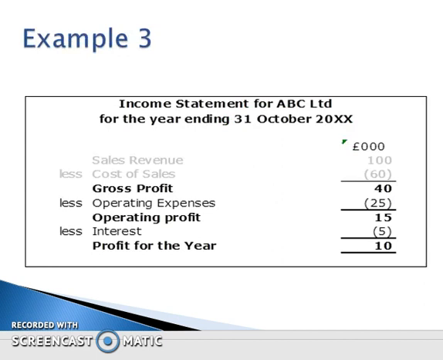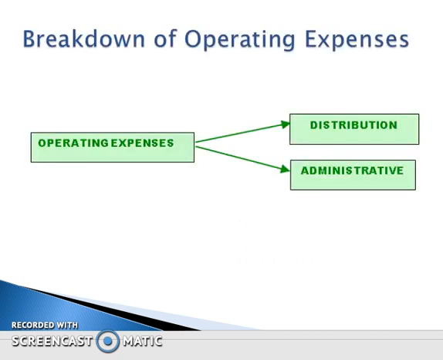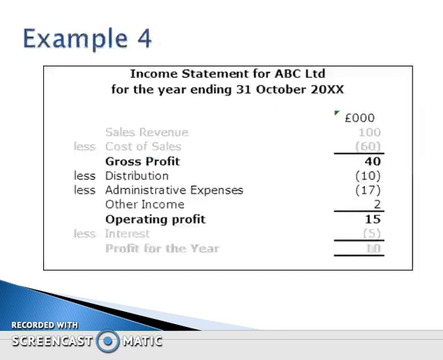Once again, there is another subtotal. This time it's the operating profit. As its name suggests, this is a measure of the performance of the people responsible for all the business operations, regardless of how the business is financed. In many cases, you will see the operating expenses analysed into distribution and administrative expenses. You will also find other income for items not included in the gross profit, such as any profit on the sale of a non-current asset, like a building.